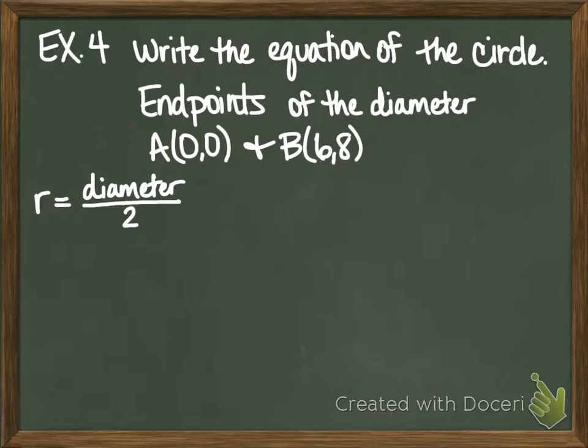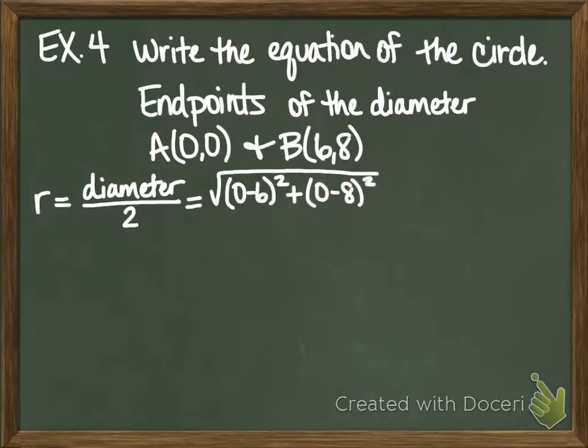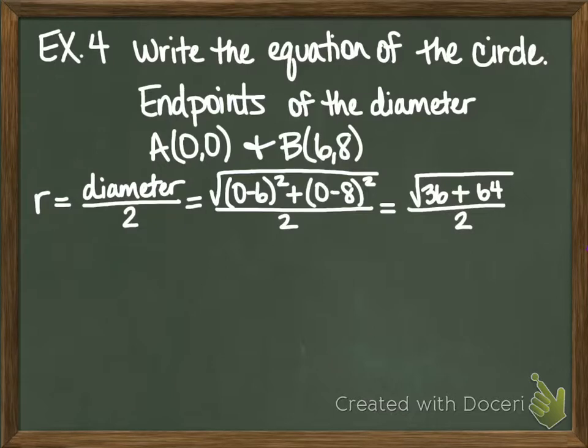So the diameter is going to be the square root of 0 minus 6 squared plus 0 minus 8 squared. And we're going to divide by 2 because I need the radius and not the diameter. So this is going to be the square root of 36 plus 64, all over 2. 36 plus 64 is 100, and I know that the square root of 100 is 10. 10 divided by 2 is 5. So the radius of the circle is 5.